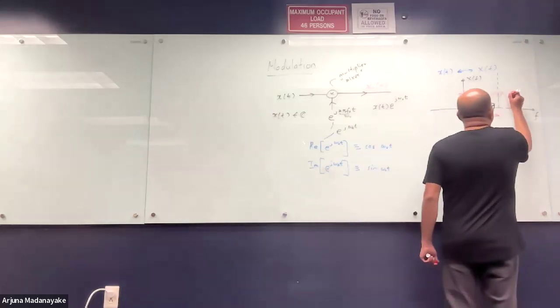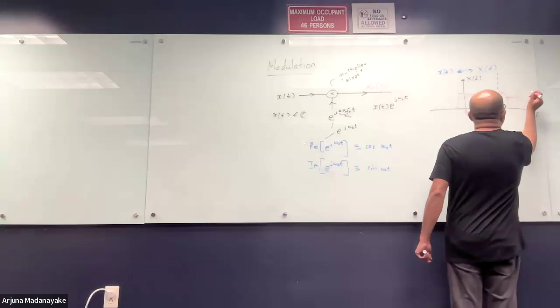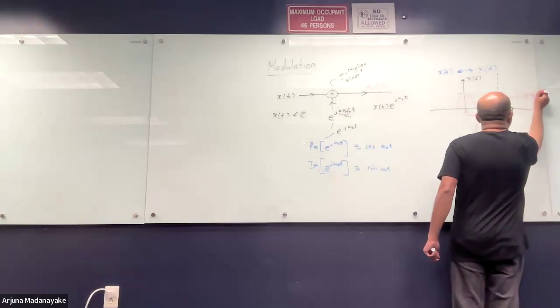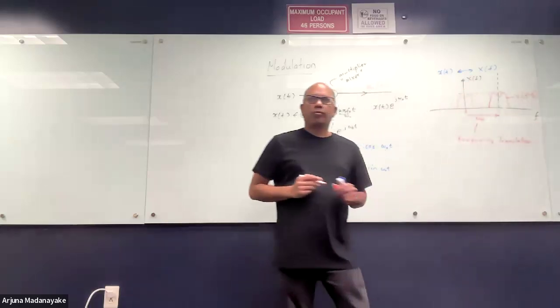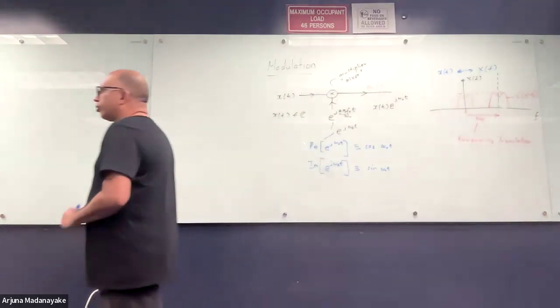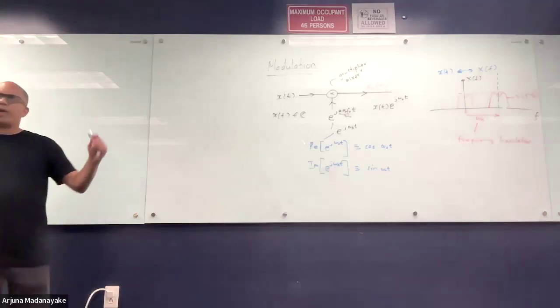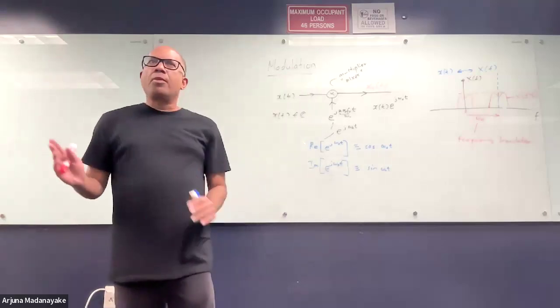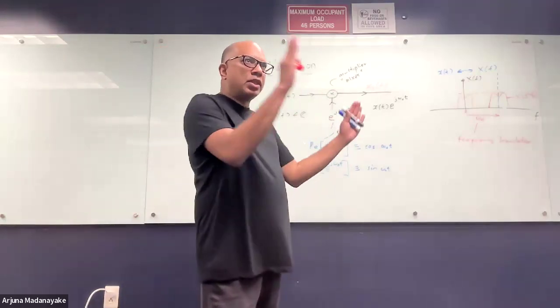So we can write this function as x, where the frequency variable f is replaced by a new variable f minus f0. It's a change of variables. So if I take f1 equal to f minus f0, it's still the same function, but there's a change of variable. Everything is shifted by f0.